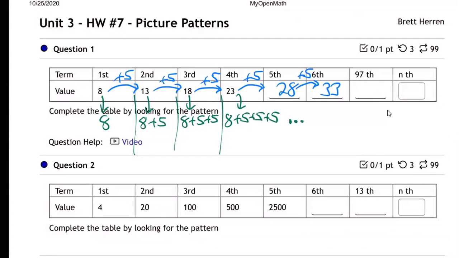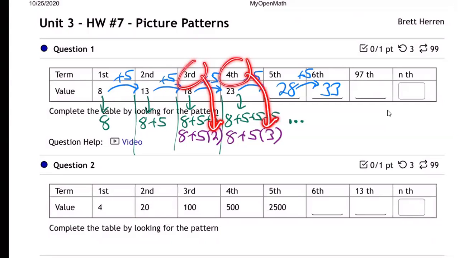Right? You just add another 5 every time. So in other words, this is 8 add 5 3 times. This is 8 add 5 2 times, etc. And so now we look for a connection between the term number and the number that's there. So the 3, and that's a 2. The 4, and that's a 3. Etc. So what's the connection?